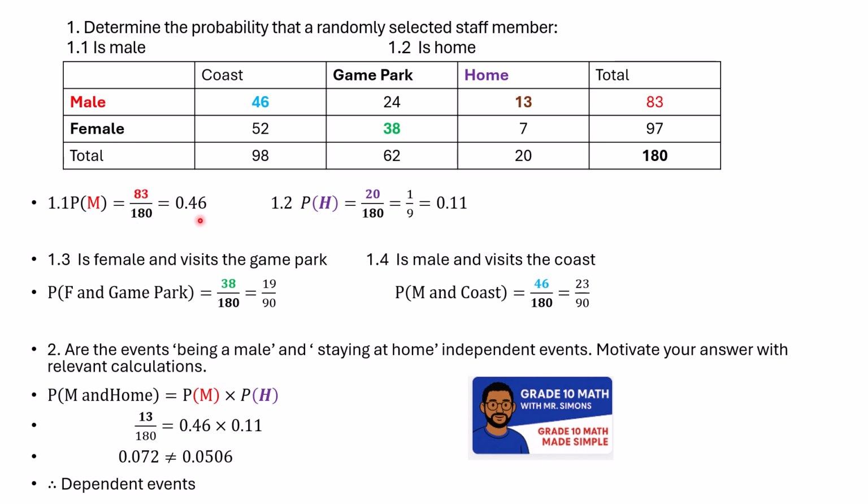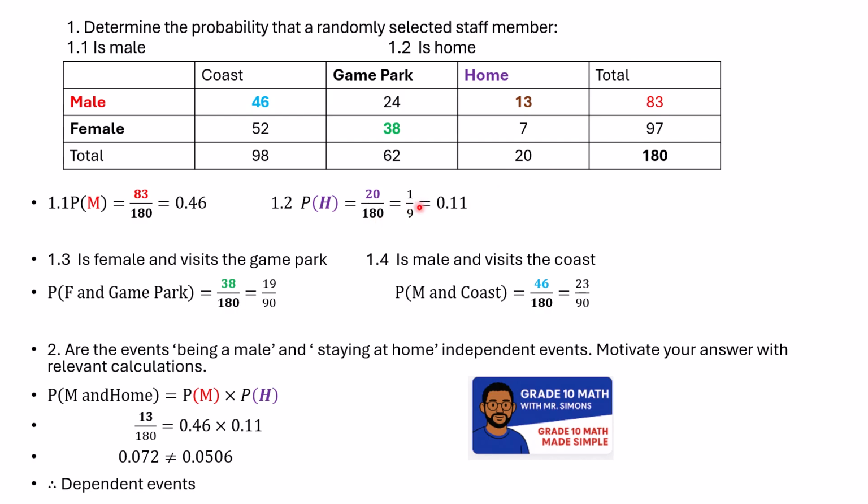We can simplify that, or we can write it as a decimal. We can even write it as a percentage. So you can write that as 46%, but as a decimal it becomes 0.46. Probability you're home, right? So how many people are staying home out of the 180? 20. So 20 in total out of the 180 want to stay home.